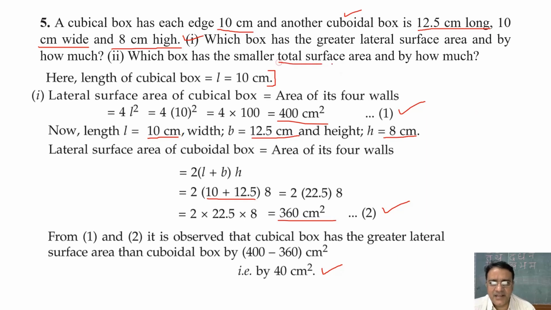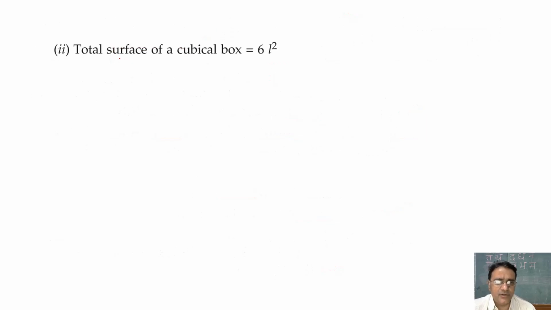In the second bit, we have to tell whose total surface area is less. So we have to find the total surface area of both boxes. So first cubical box, that is 6L square. L is 10, so 6 into 10 square. 10 square is 100. So what total surface area are you getting? 600. Yes, 600 centimeter square. Now total surface area of cuboidal box, the formula is 2 into LB plus BH plus HL.